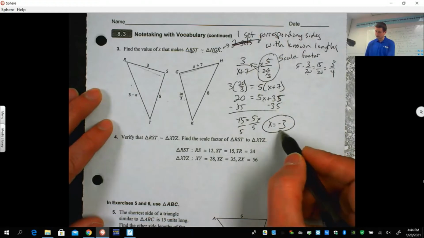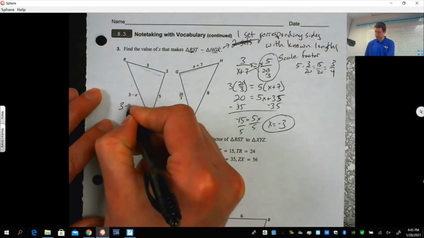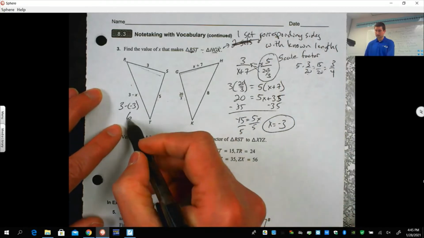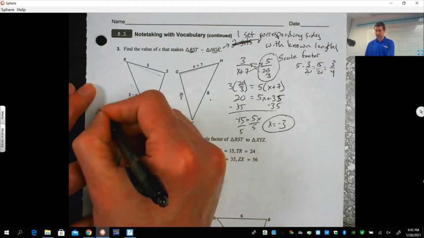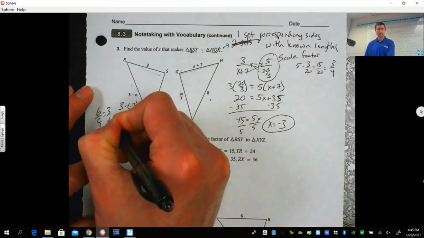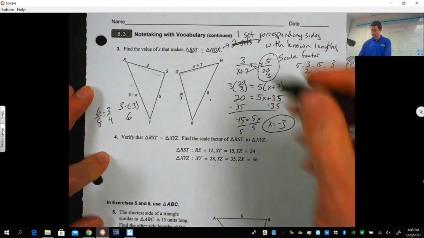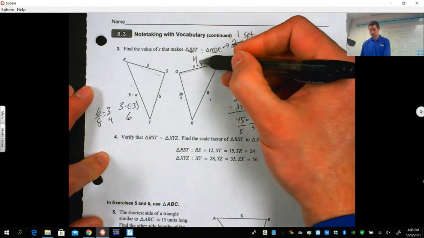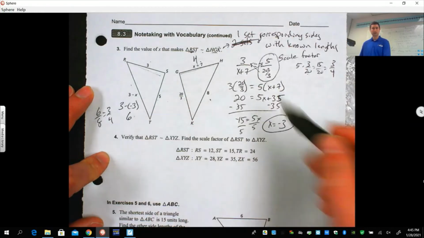Let's check this. If I plug a negative 3 in here, 3 minus negative 3 would be a 6. 6 over 8 is indeed 3/4. Okay, so it does check there. This would be 3 over 4. That side length would be 4. That side length would be 6, and our scale factors check out.